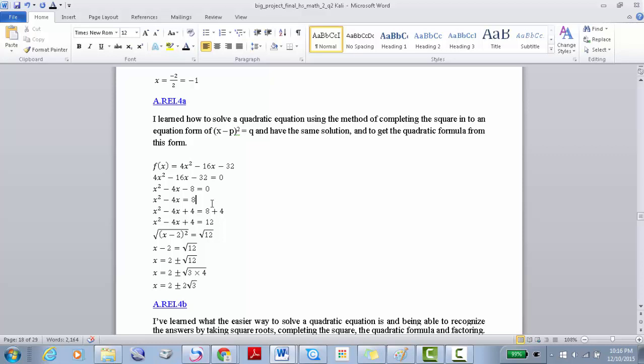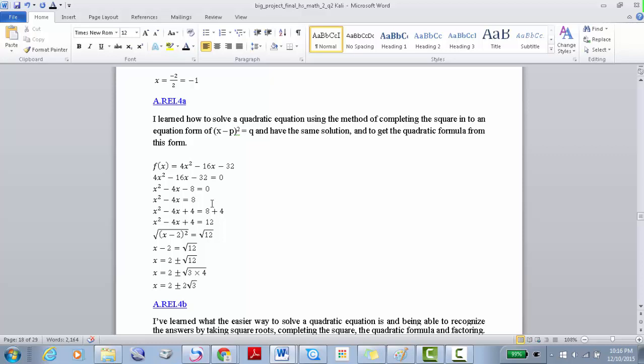We have to get rid of the square in x. So we put it as the square root of x minus 2 in brackets to the power of 2 equals the square root of 12. Because if we put one side into a square root, we have to put the other side into a square root as well.